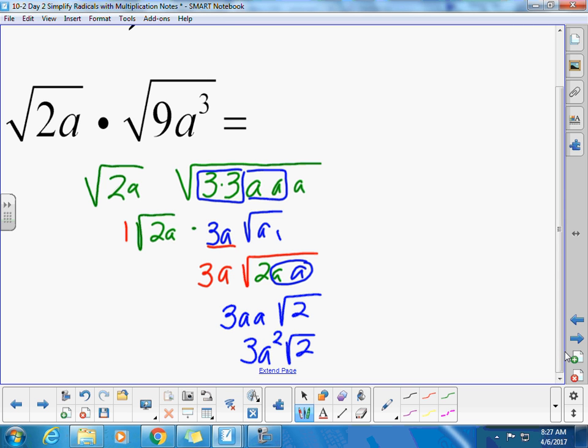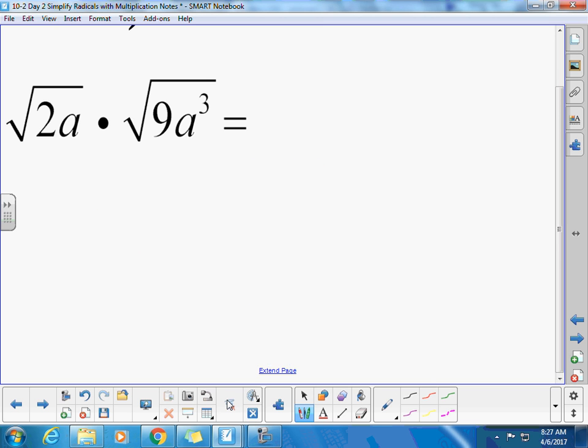Now I'm going to do it in a whole different way. So I'm going to erase this one, and I'm just going to start by putting it all under 1. So I have 2. I'm still going to break my 9 up into 3 times 3. Whoops, sorry, I better put my a in there, my 2a from the first radical. And then the 9 I'm going to break up into 3 times 3. And then a.